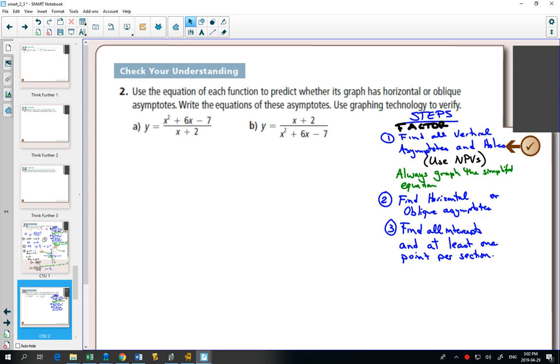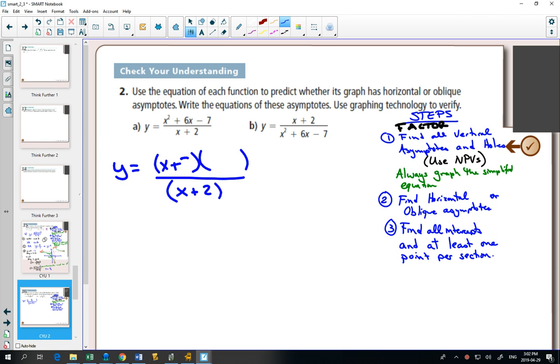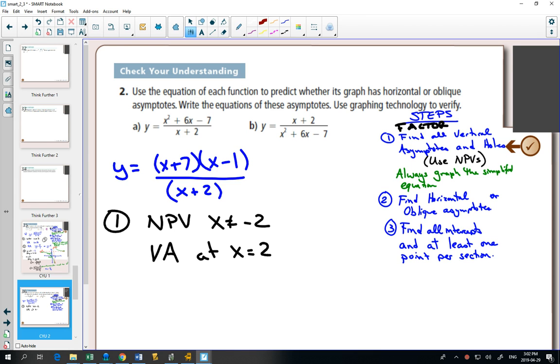So first of all, in A, we start by factoring. Does this factor at all? Yes, it does. x plus 7, x minus 1. None of the factors cancel, so when we're going to step 1, our non-permissible value, x can't equal -2, and that is a vertical asymptote at x equals 2. It's not going to be a hole because the factor didn't cancel out.